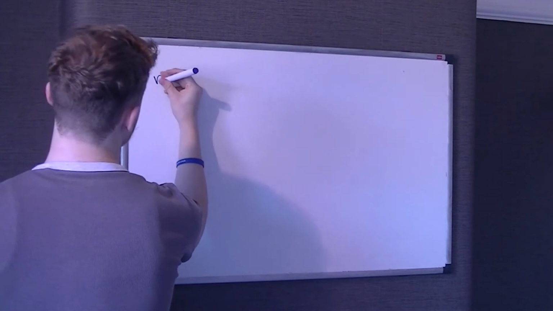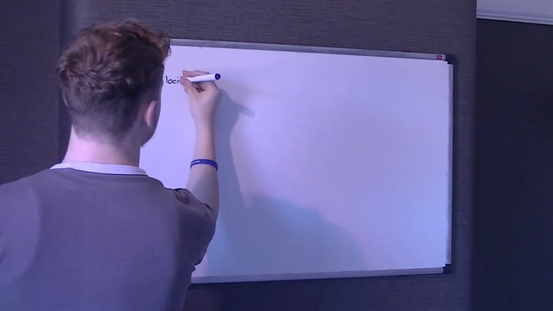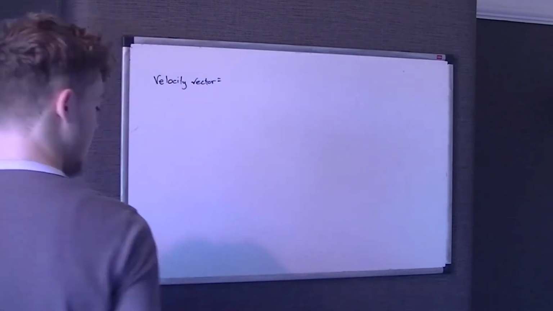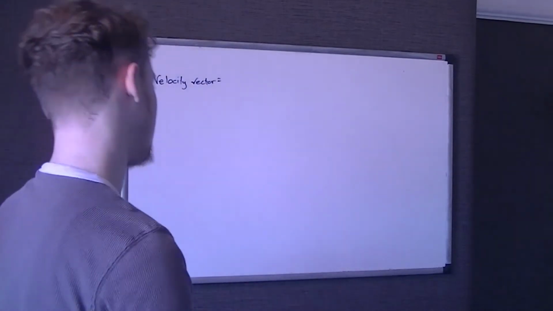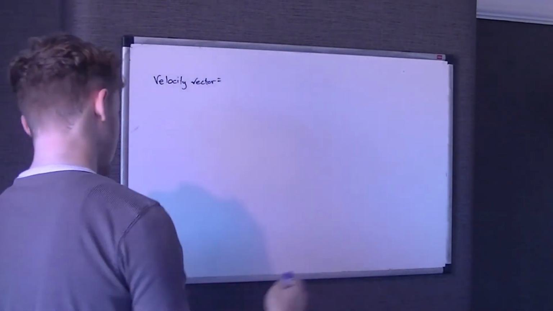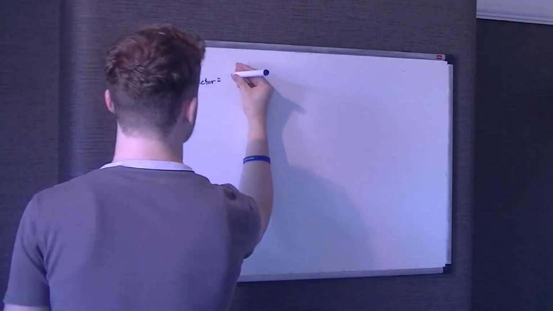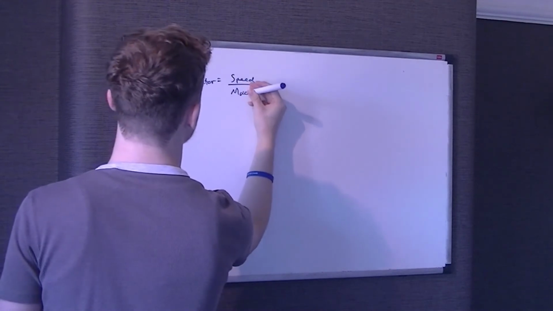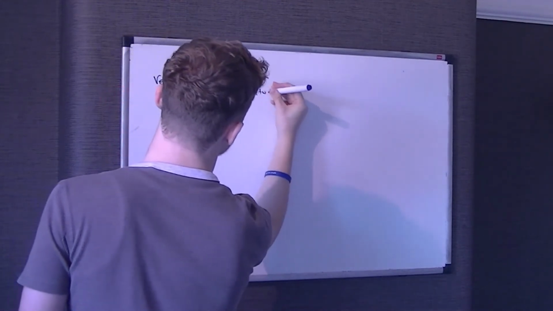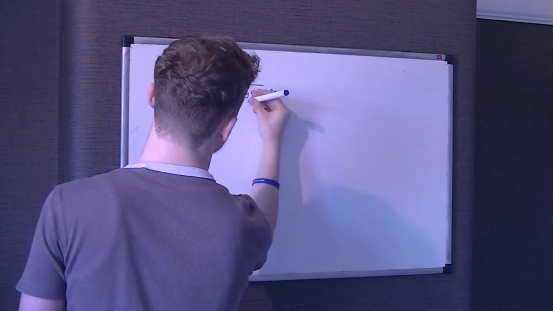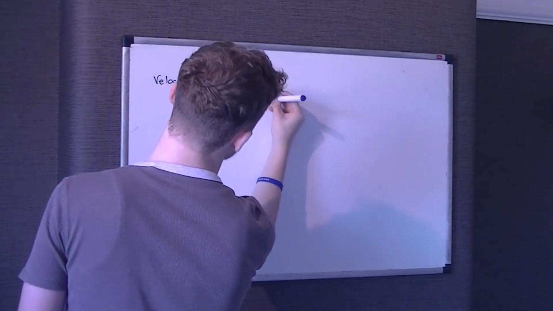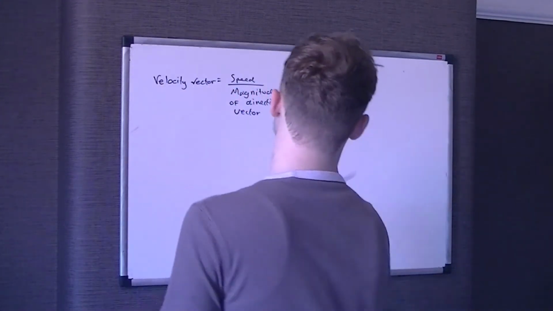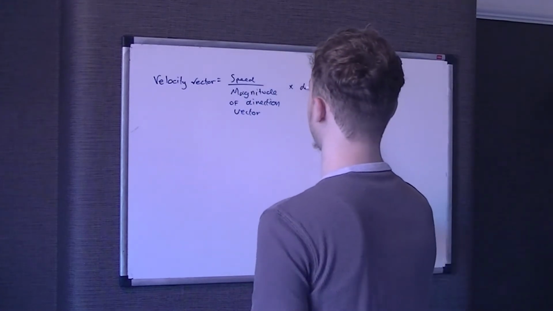Okay, so this is just a formula you're going to have to understand. So the velocity vector, and I'm going to give you the formula and then explain it, and hopefully it will become apparent. It's the speed over the magnitude of the direction vector, this is the length, or whatever you want to call it, times the direction vector.